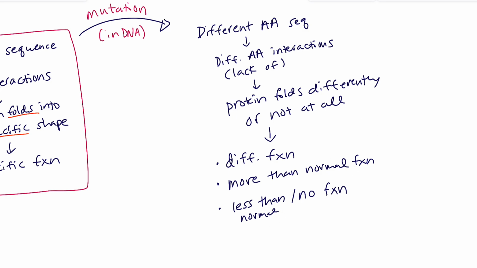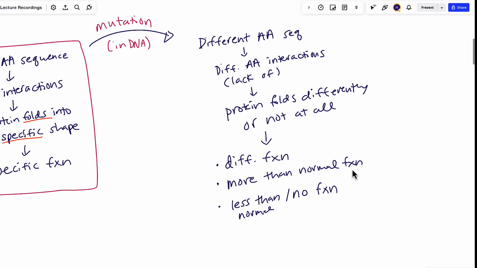And we could think about these types of mutation consequences in the context of cancer. More than normal function mutations are often what's leading to oncogenes. They're versions of the proteins that are too active. Less than or no function or loss of function is often what are mutated tumor suppressor genes. Loss of function.